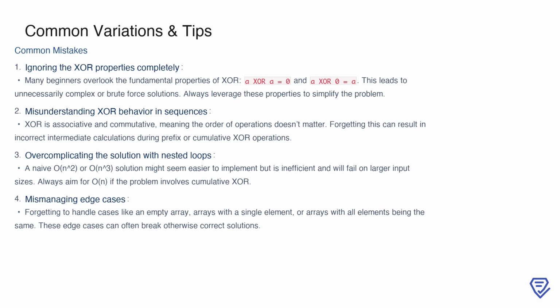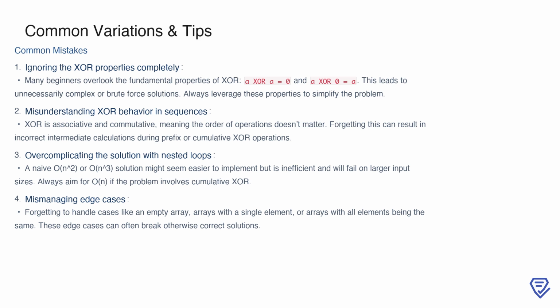Next, misunderstanding XOR's behavior in sequences can lead to errors. Remember, XOR is both associative and commutative, meaning the order of operations doesn't matter. This is especially important when working with prefix or cumulative XOR calculations.